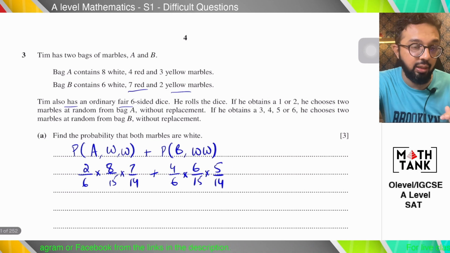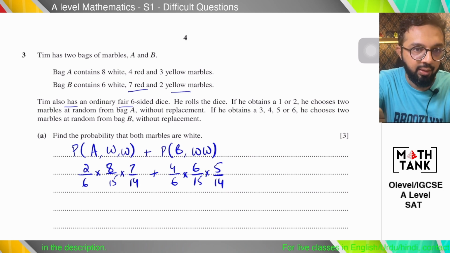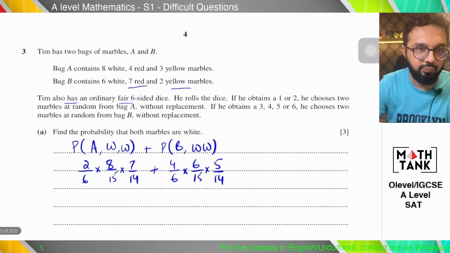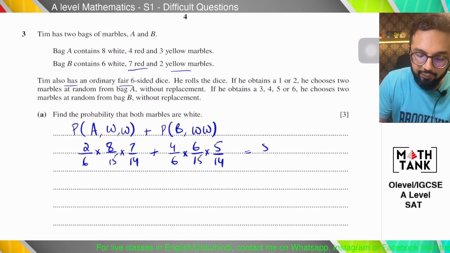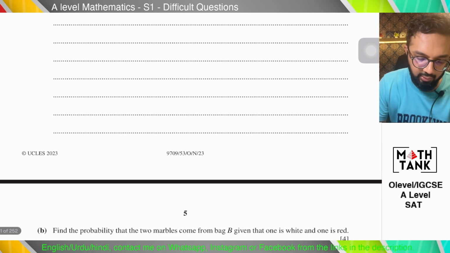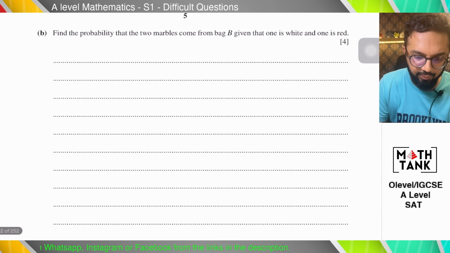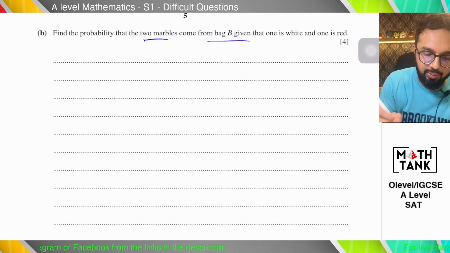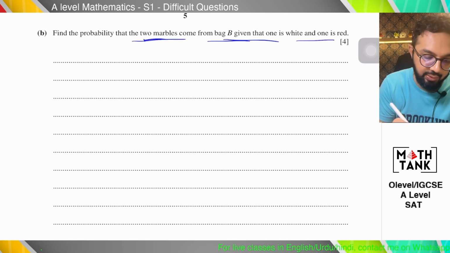Let me just open up the marking scheme alongside so that we know if we are doing this correctly. Yeah, okay, 2 out of 6, 8 out of 15. I think that's giving me 58 over 315. They've given you a lot of space, which means that they probably expect you to draw a tree diagram. Find the probability that the two marbles come from bag B, given that one is white and one is red.